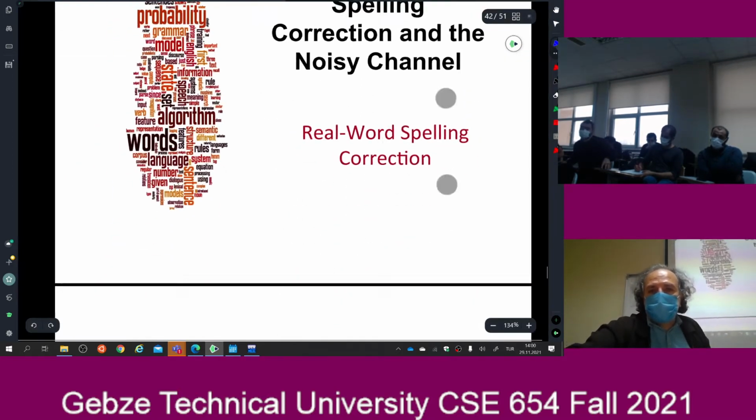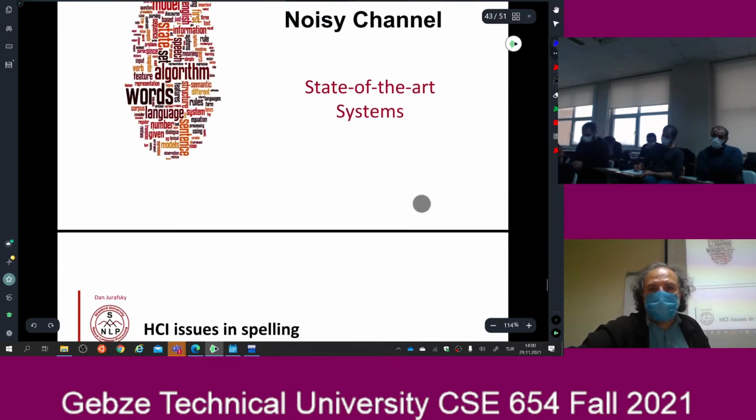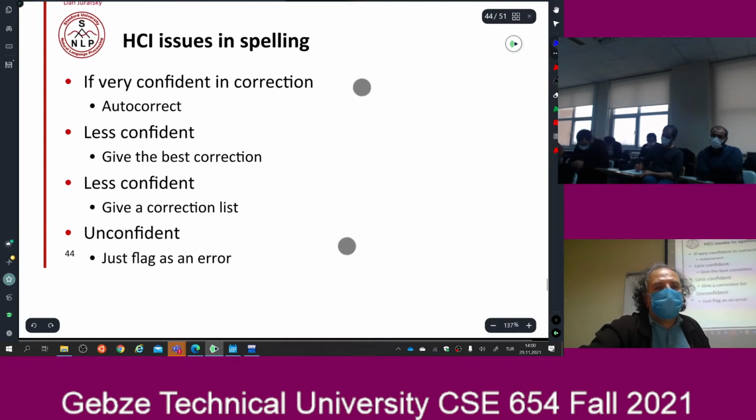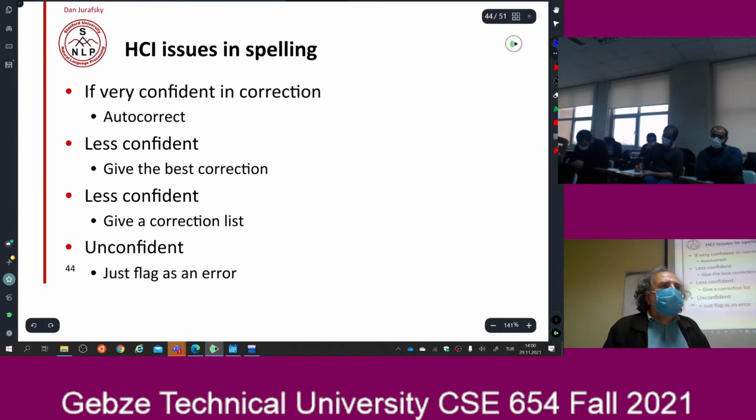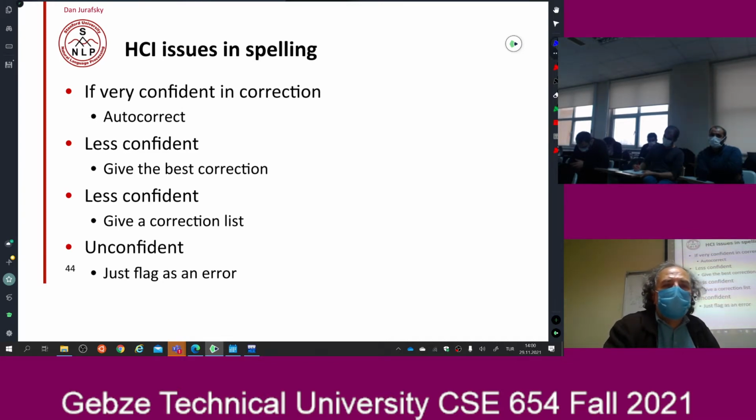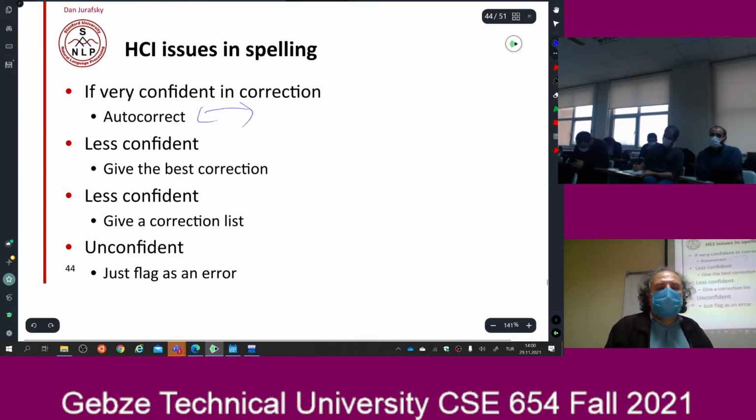Good. So we talked about real-world correction. State-of-the-art systems, okay. What does Word do? Word usually doesn't give you suggestions for a correct English word. If you type something correct, it doesn't raise any objection. It doesn't say that maybe you meant buy or maybe you meant be, right? But there are some smart editors that try to do it. If they are very confident, they do it automatically. And sometimes people don't like it.